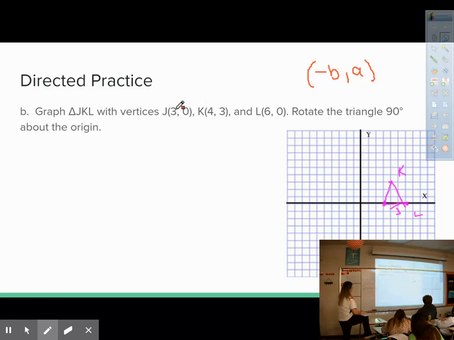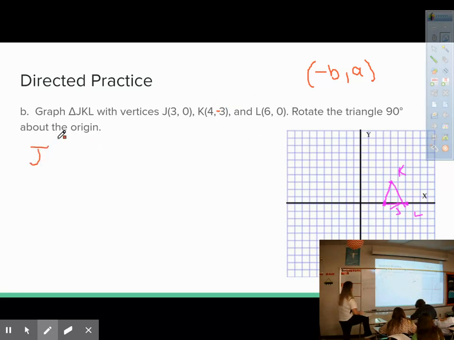I need a negative 0. There's nothing to do with that. It would not be a negative 0, it would just be 0. All right, so 0 is neutral, so it's neither positive nor negative, so we just leave it at 0. This 3 becomes a negative 3, and this 0 stays 0. Okay? Now I go through and I flip them.